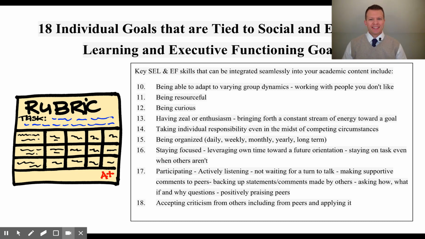Thanks for coming back. So far we talked about nine of these SEL and executive functioning goals, and provided some illustration on how to integrate those goals into the different contents that we teach.